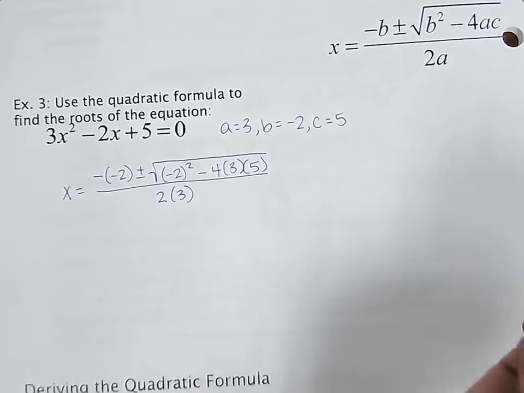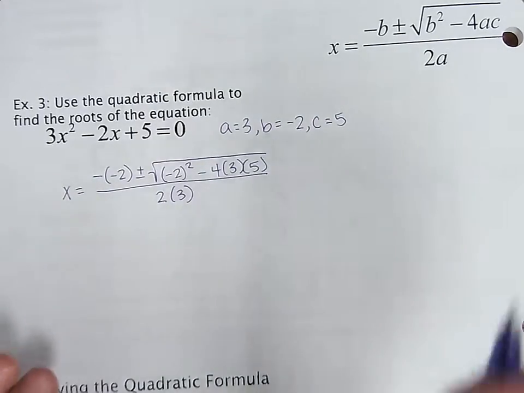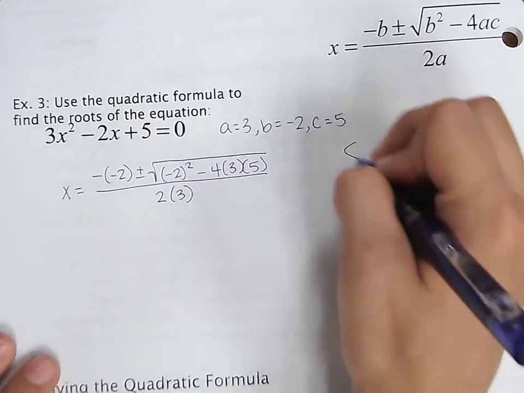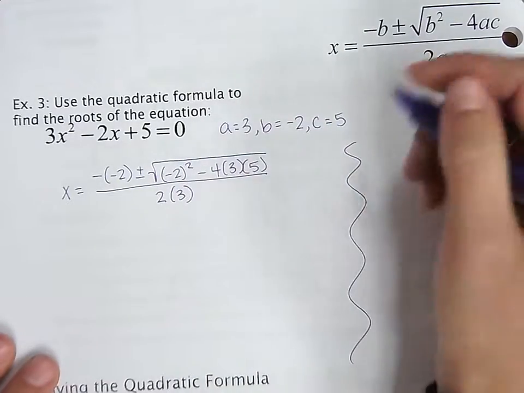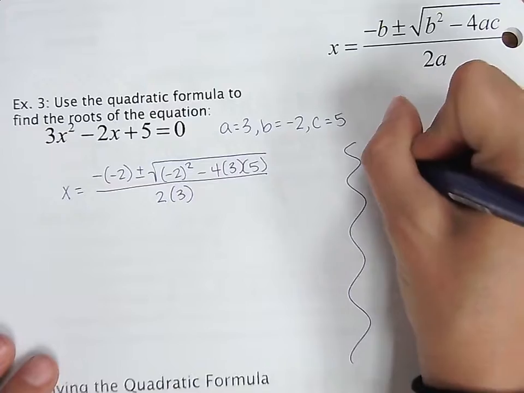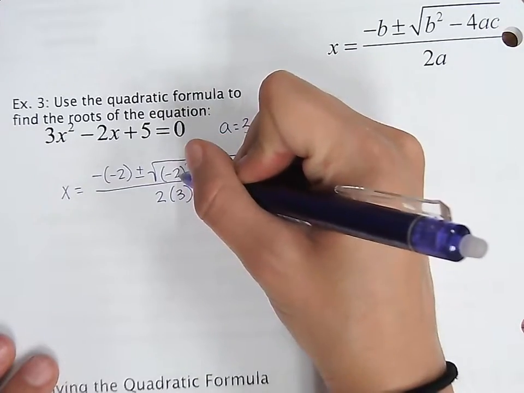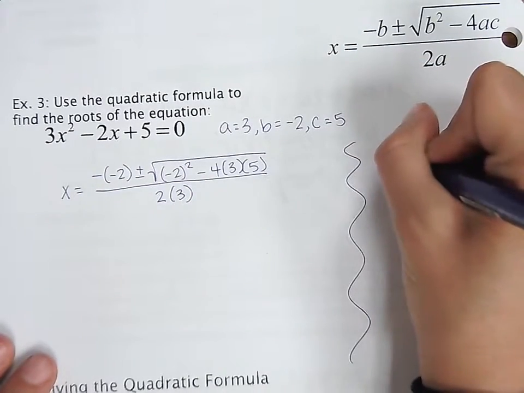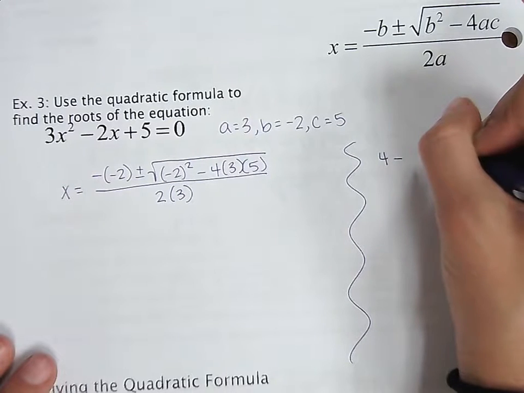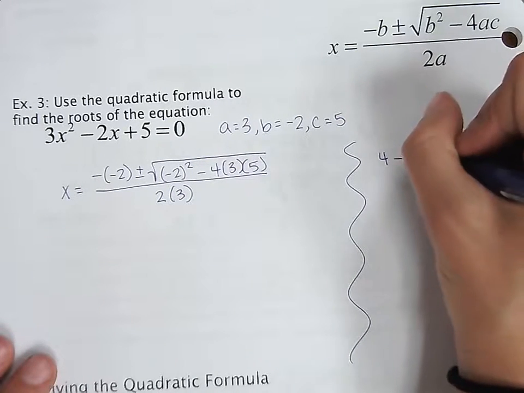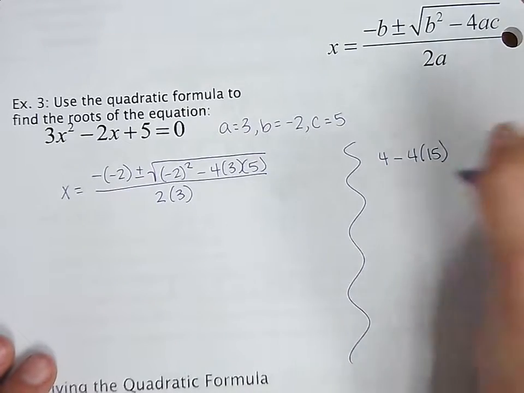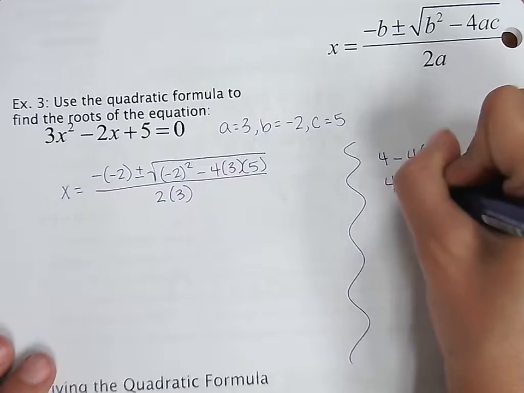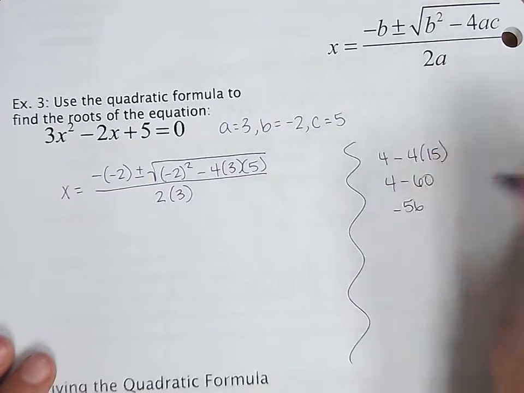Now I get to do some math and just simplify this. If I want to show some scratch work over here, I can. I always like to figure out what is inside the radical. So negative 2 squared is simply 4 minus 4 times 3 times 5, so 4 times 15. 4 minus 60 is negative 56.